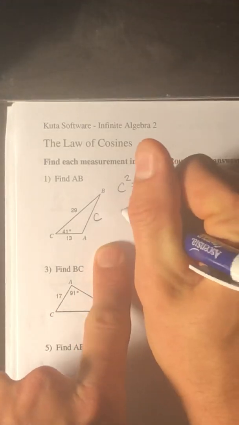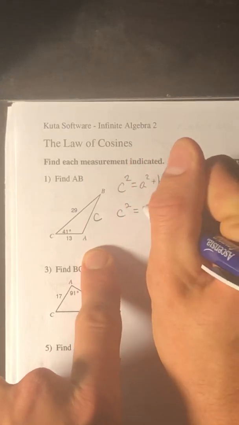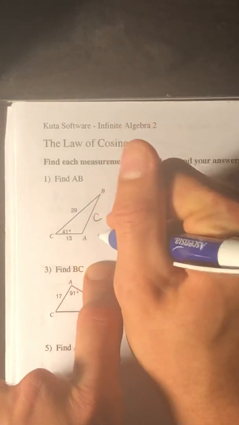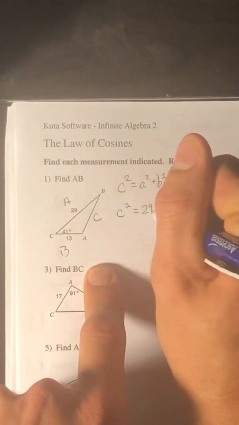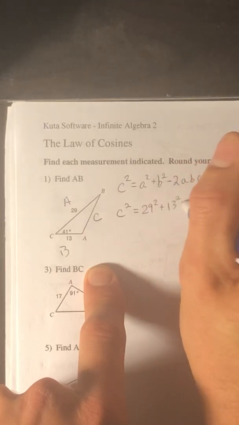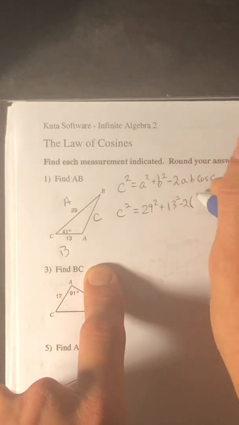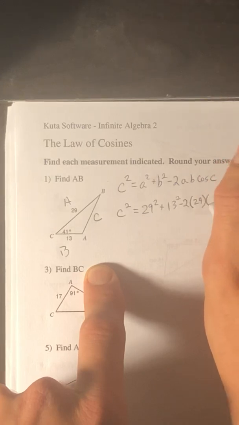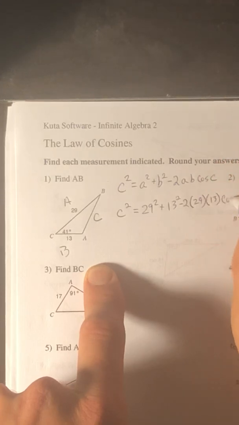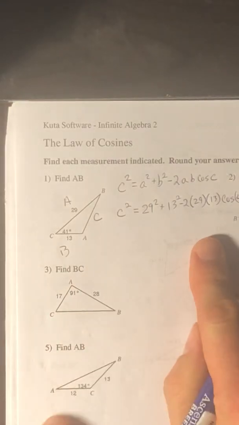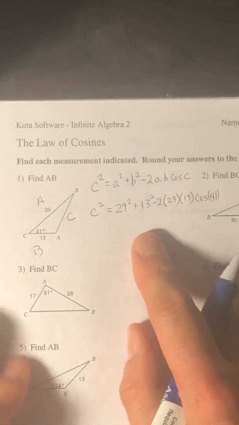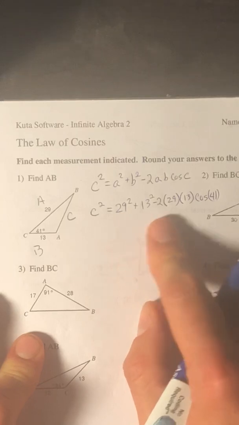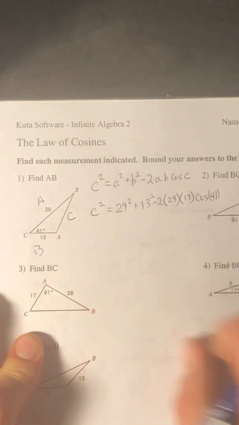So c squared, that's what we're solving for, is equal to a squared. A is here, opposite a, 29 squared plus 13 squared minus 2 times a, which is 29, b is 13, cosine of 41. That's it. Okay. All we're going to do is simplify this and then take the square root to get our answer.